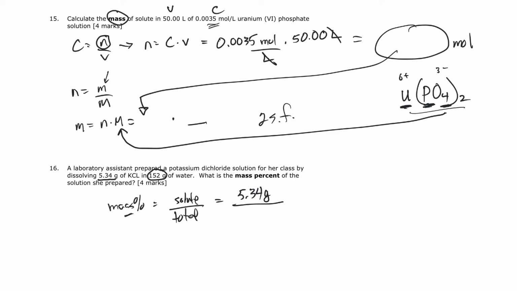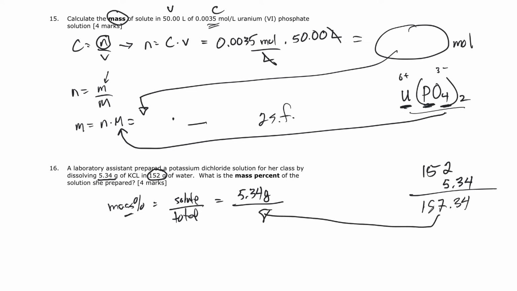Problem with that, and that messes this up, is that that's just the water, and the bottom number has to be the total solution, the total weight of the solution. So when you add those two, you get 157.34. That's the total mass of the solution. You put that in there. Divide them, times it by 100, good to go.